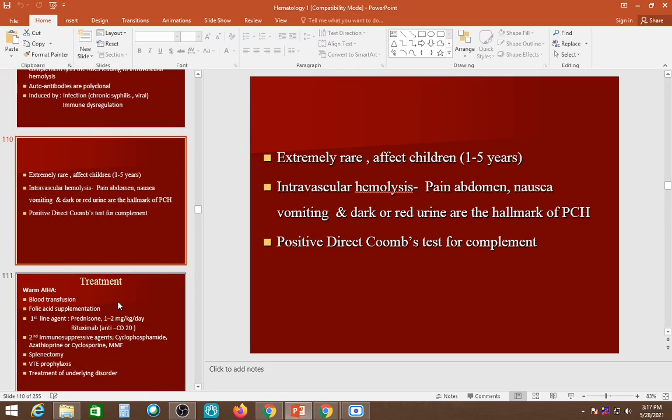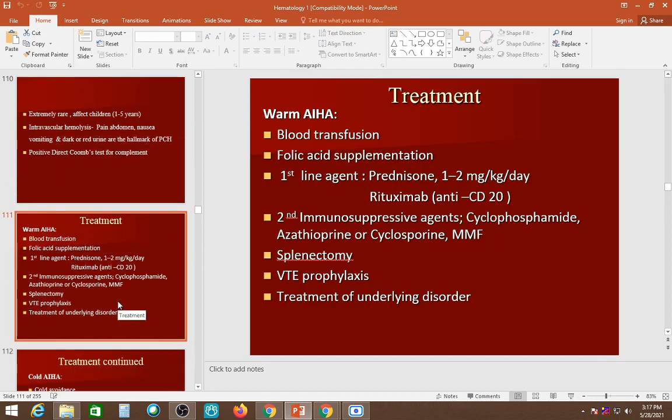So the treatment, basically for warm AIHA, we give blood transfusion, then folic acid supplementation, then we have first line agents like steroids. We give them at a dose of 1 to 2 mg per kg per day, and rituximab, which is an anti-CD20. If this first line doesn't work, we can use a second immunosuppressive agent. Among these, we can choose cyclophosphamide, azathioprine, cyclosporine or MMF. If the patient is still having hemolysis, then we can go for splenectomy.